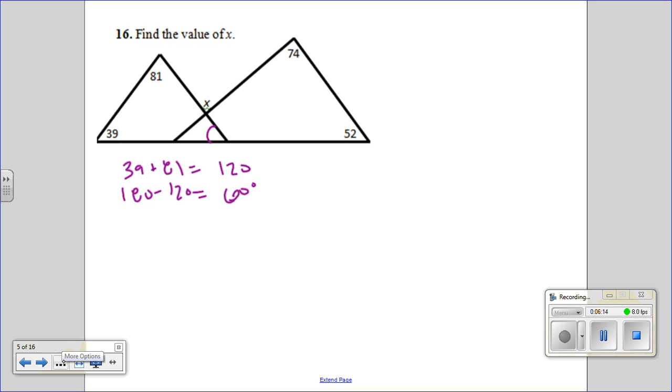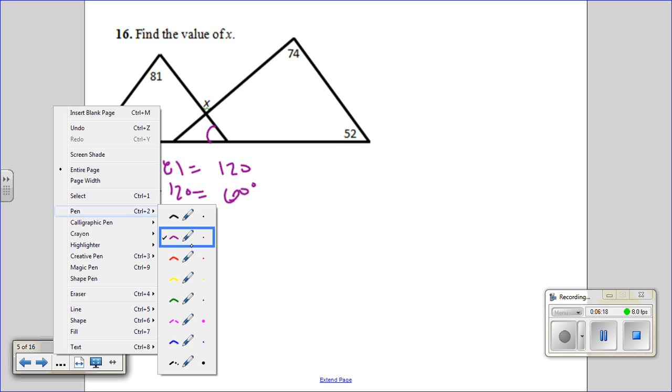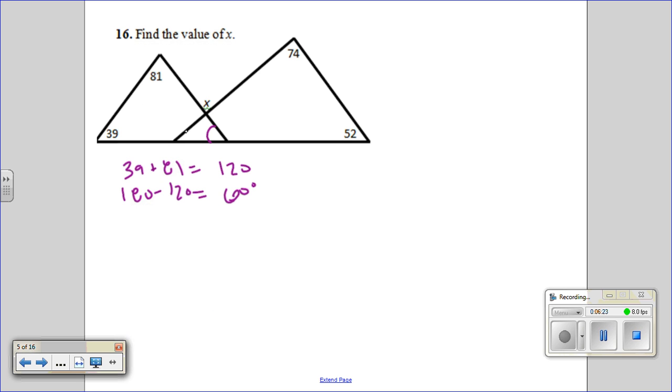Then I would find the missing piece for the other triangle. So that would be this corner here. I know I would take 74 plus 52, and that would give me 126, and subtract that from 180, and you would get 54 degrees.